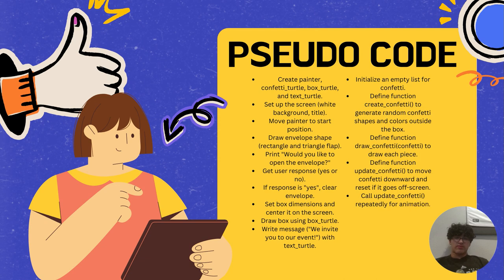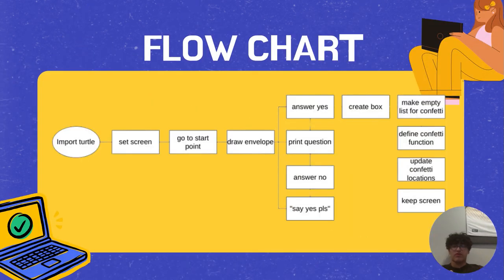Here's our pseudocode, and here's our flowchart. Both go very much together. Basically, all it's saying is it's going to import turtle, import random, import the confetti function, and import a box function. It's going to set the screen, go to a certain point, start drawing the envelope, and then print out the question. If they answer no, it's going to say please say yes. And if they answer yes, it's going to create the box, create the function, and create an empty list for confetti, where it's going to define the confetti function, say what the confetti is, and update the location of the confetti.